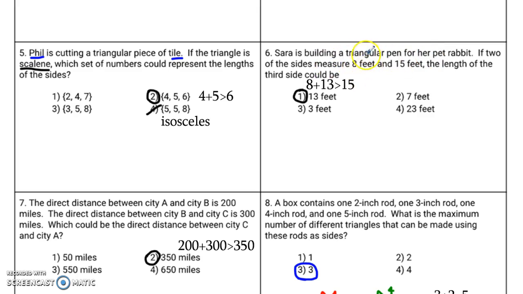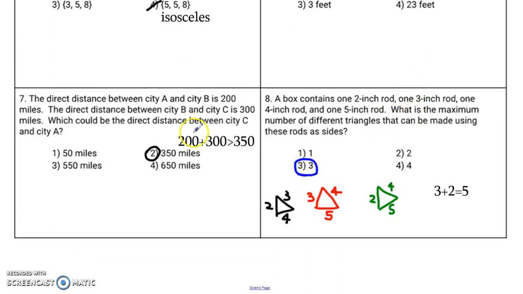Same thing here. Building a triangular pen for a pet rabbit. If it's 8 and 15, well, we have to do a little figuring here. 13 is a possibility. 13 would be the middle side, so we do 8 plus 13. That's greater than 15. If we choose 3, we'd have to add 3 plus 8. That's 11, not bigger than 15. If we choose 7, 7 plus 8 is 15. That's equal, no good. And if we choose 23, we'd have to do 15 plus 8. 15 plus 8, of course, is 23, which is exactly equal. It can't be exactly equal. The two smaller sides have to add to bigger.